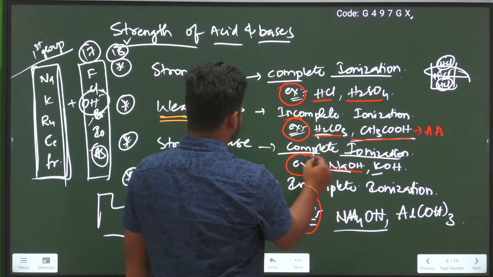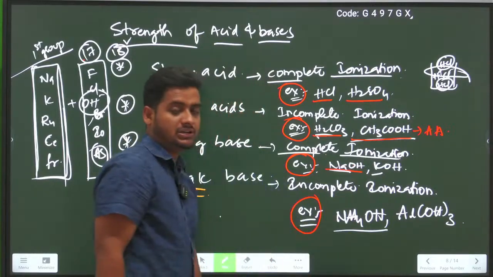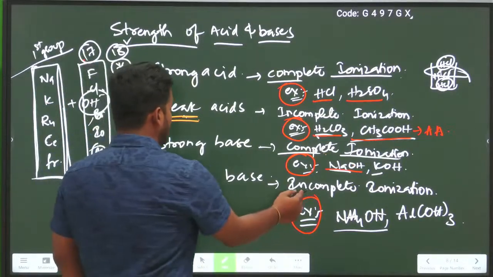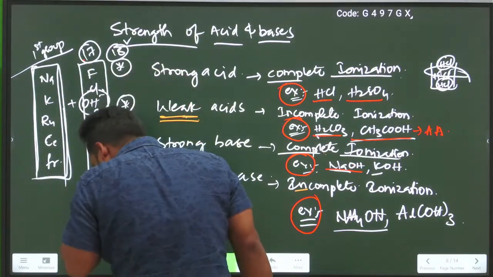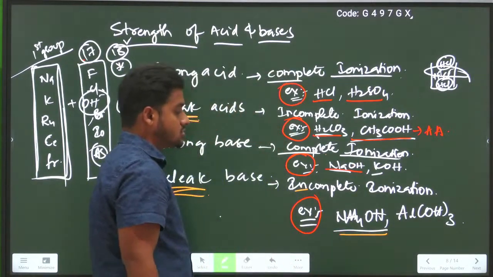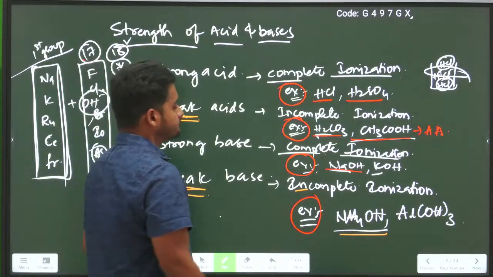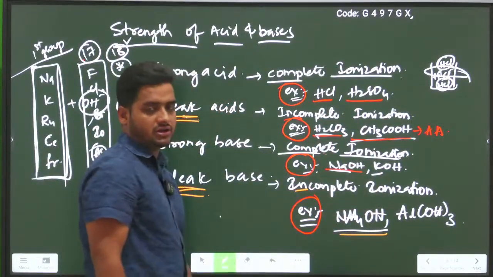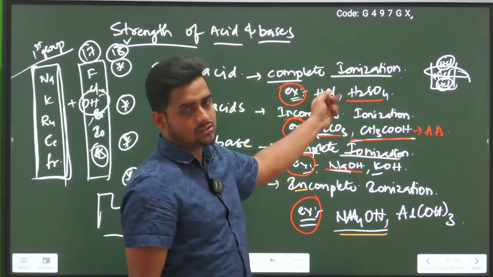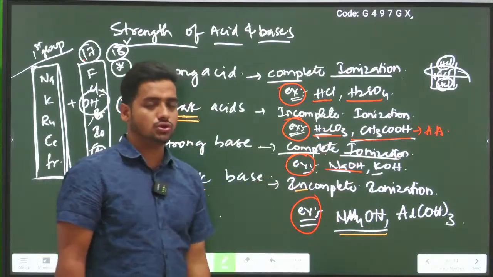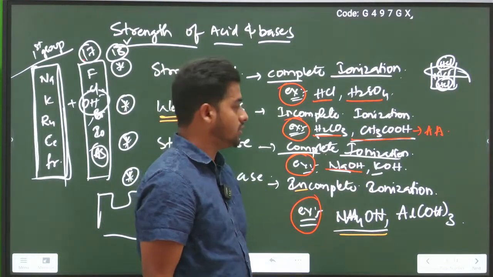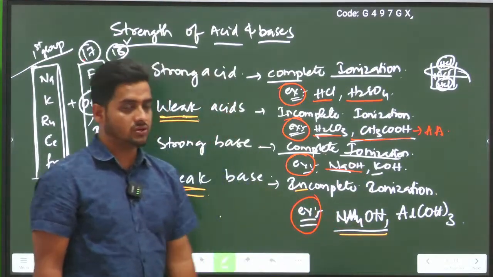If you take a strong base as an example, it is completely ionized, and if you take a weak base, it is incompletely ionized, that is NH4OH and Al(OH)3. So these are very important examples. HCl is a strong acid, and H2CO3 and acetic acid are weak acids. Strong base means NaOH, NH4OH means weak base.